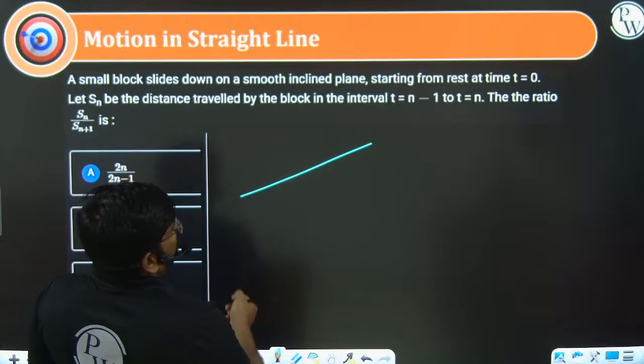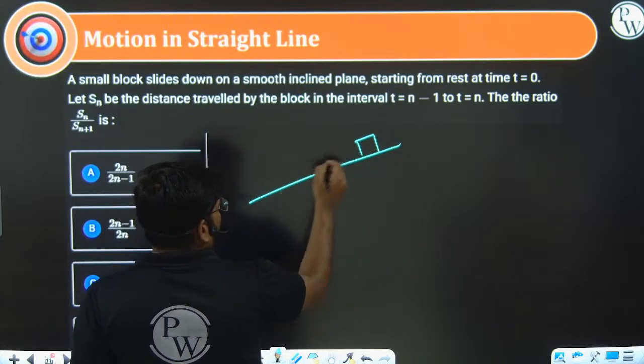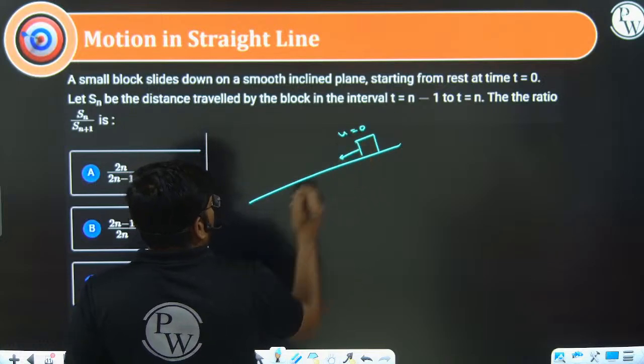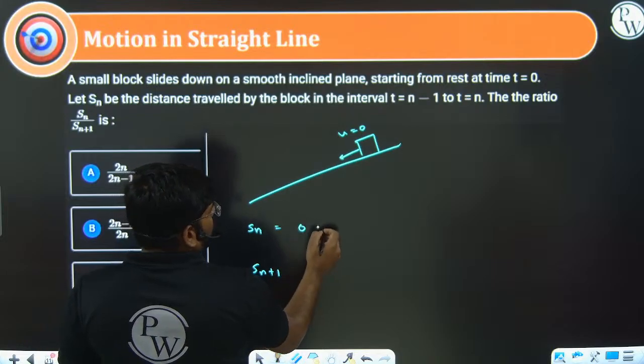So it is starting from rest. When it is starting from rest, again, just for visualization purpose, I'll draw the diagram. It is starting from rest. So what is Sn and what is Sn plus 1? Just the formula: initial velocity 0.